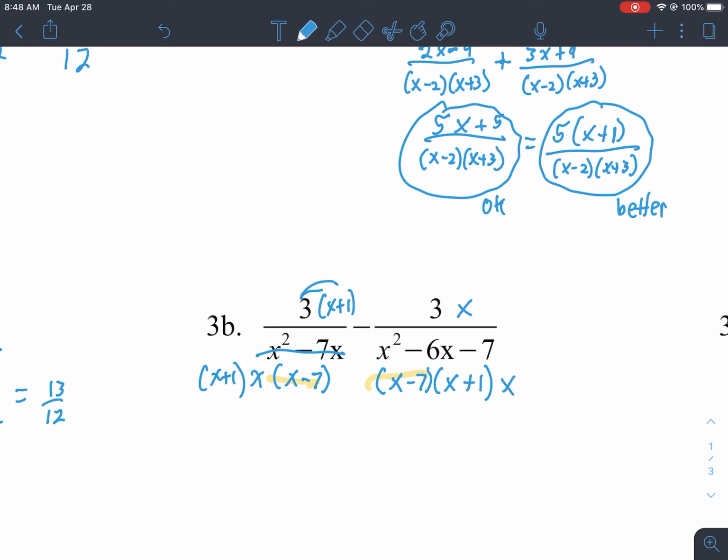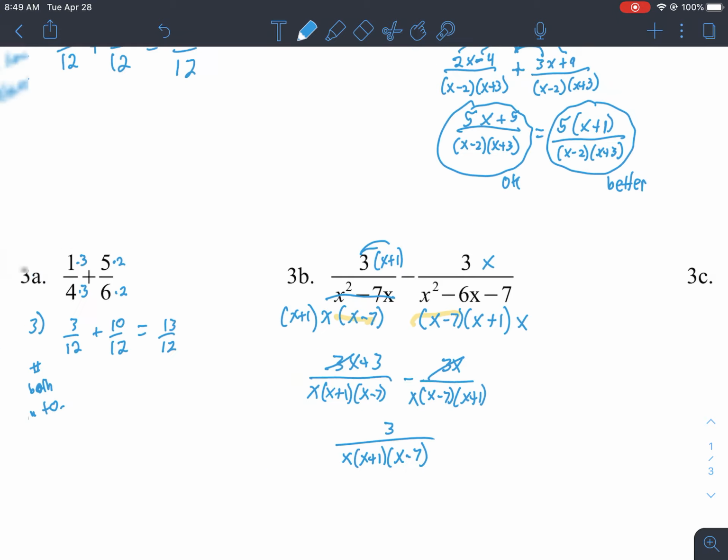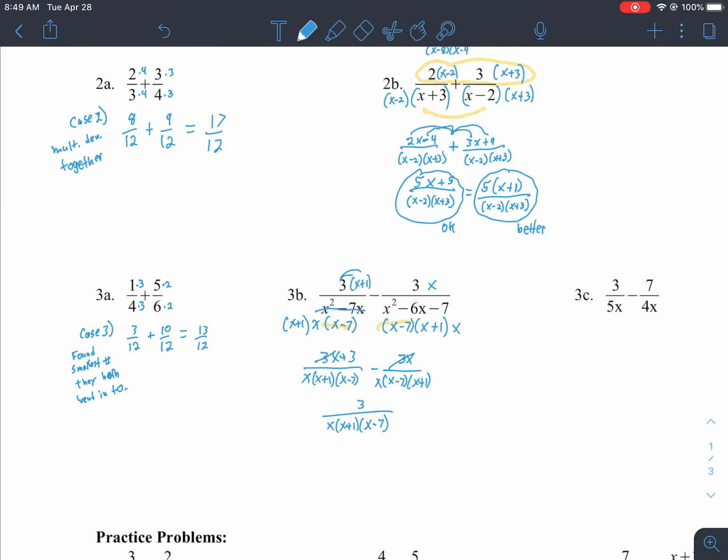So now, FOIL out the top, so you get 3x plus 3 over, x looks better in front, but you can write it in any order. Okay, now 3x minus 3x cancels, and you're left with 3 over x times x plus 1 times x minus 7. Okay, those are pretty fun.